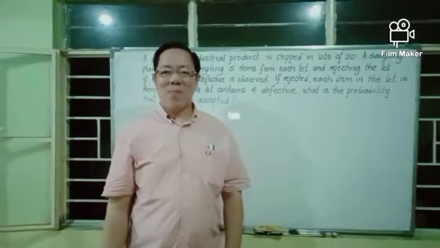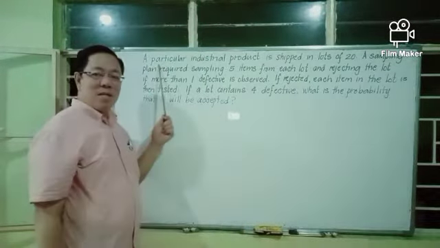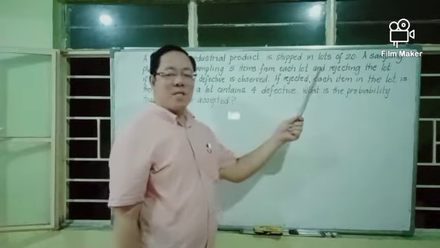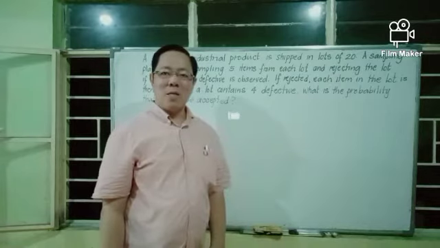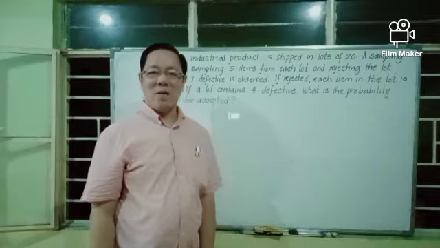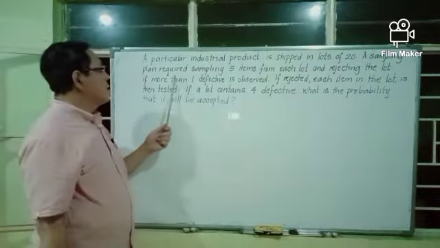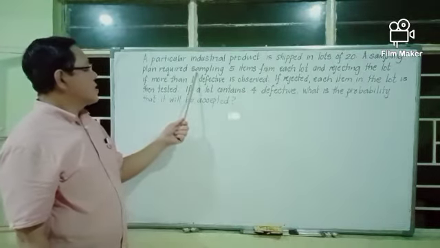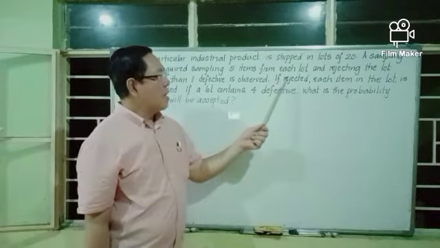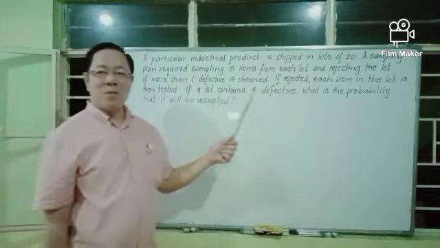For our next example, consider the following problem. A particular industrial product is shipped in lots of 20. That means each shipment of the industrial product contains 20 items. A sampling plan requires sampling 5 items from each lot and rejecting the lot if more than one defective is observed.